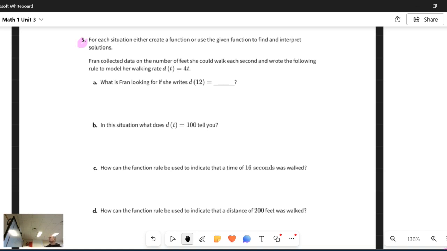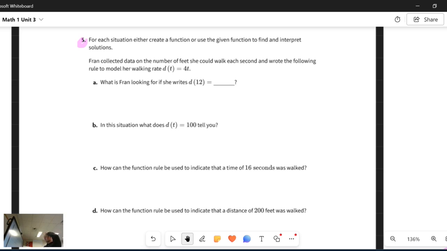So for this problem, it says for each situation, either create a function or use the given function to find and interpret solutions. We're going to lean more towards the interpret solutions piece with this. But the prompt is, Fran collected data on the number of feet she could walk each second and wrote the following rule to model her walking rate. She got d of t, which is just f of x. Just think of it that way. F of x is equal to 4x, or d of t is equal to 4t. The reason she chose d and t is because t is her time and d is going to be distance.